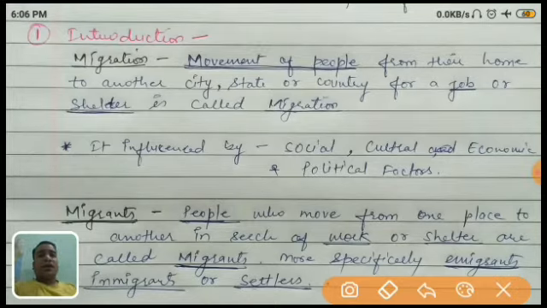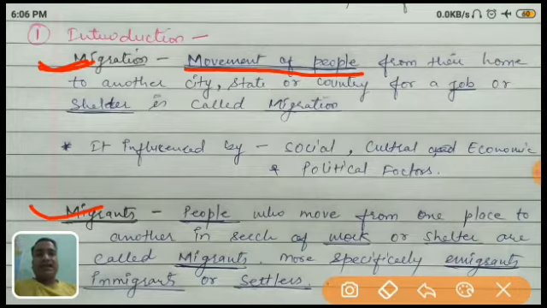Now, if we go through the definition, what is the definition? Migration is the movement of people. Just remember there are two words: migration and migrants. Migration is the process. Migrants are the people.